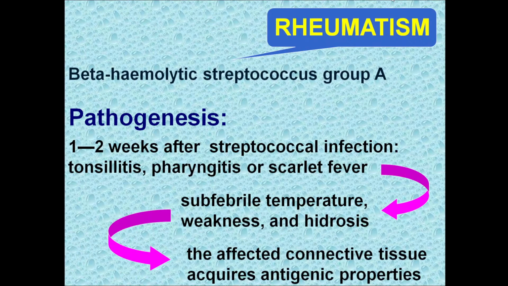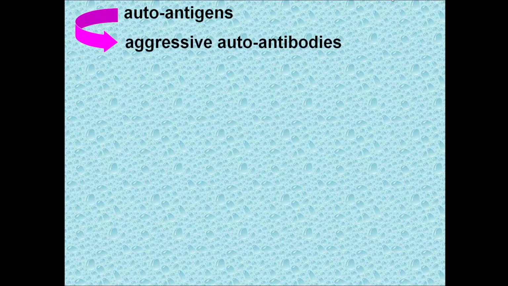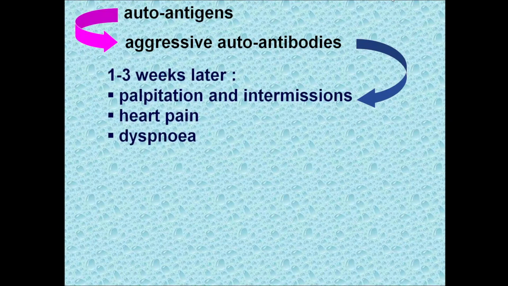which appears due to formation of antigenic properties of the affected connective tissue. If you remember, I told you beta-hemolytic streptococcus group A is trophic to connective tissue. As a result, outer antigens and adhesive outer antibodies will be formed. And sometime later, usually 1-3 weeks, we see symptoms which indicate affection of the cardiovascular system.